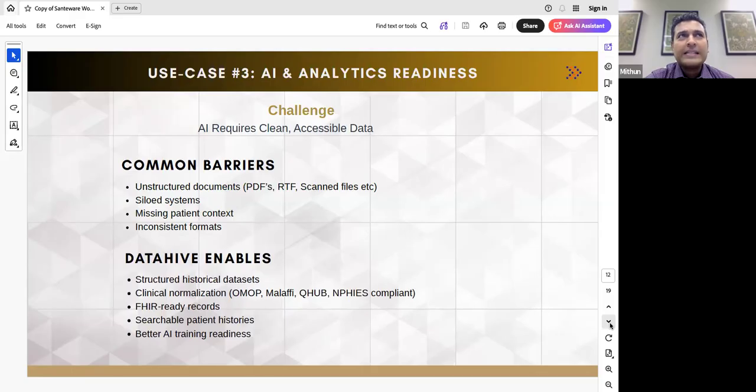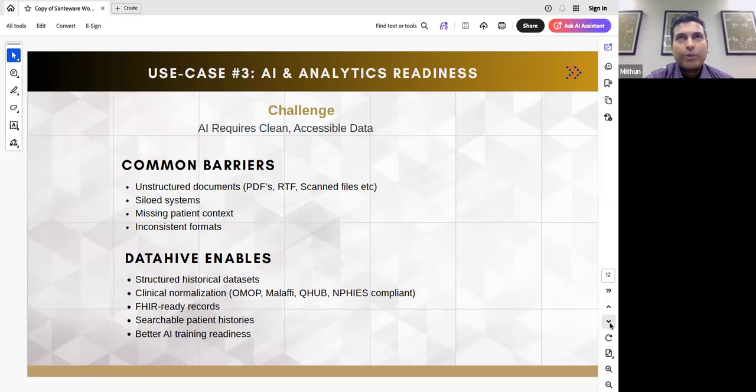Those recommendations could be as easy as tweaking small workflow changes to your existing application, or as easy as integrating some of your legacy data along with your active systems. What this means is it creates a structured historical data set, which is OMOP compliant, NAFIS compliant, QHub compliant, Malafi compliant, irrespective of which country your hospital operates from. It is FHIR ready. That means you can easily share the data in a FHIR format.